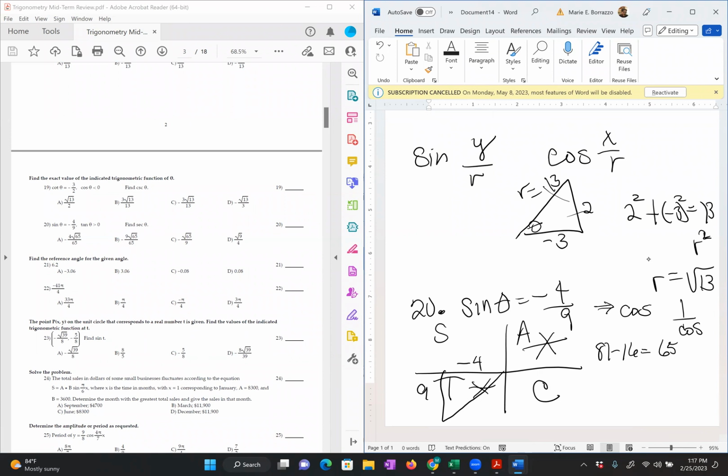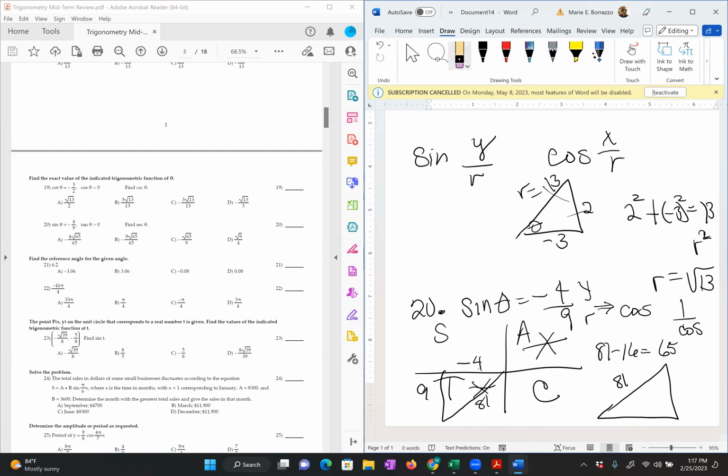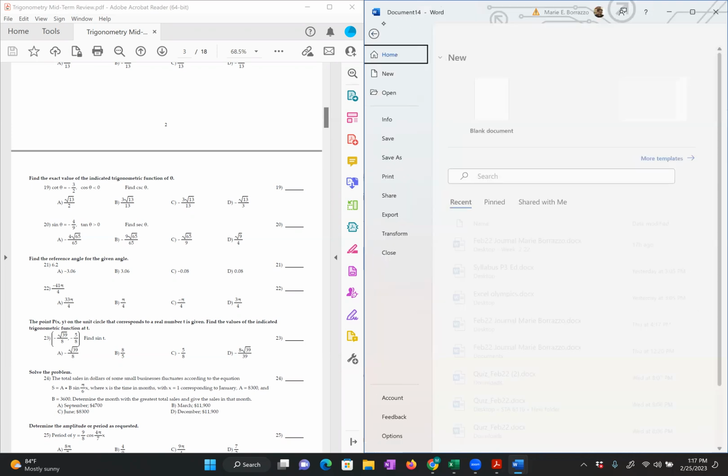Because remember, this is y over r, and so our r is 81. So we're looking at a triangle where this is 81. So the 81 is here. X over r. I drew it wrong. My apologies. All right, I need another page, so let me go to another page.